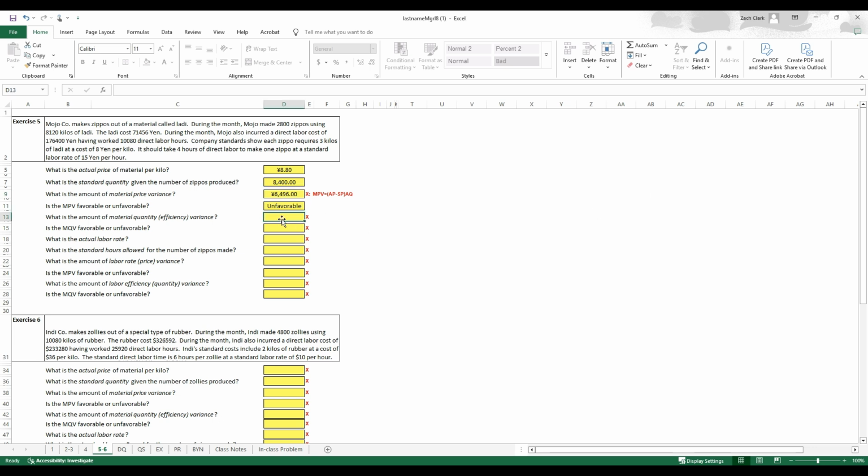Okay, let's come back to that one. What is the amount of material quantity efficiency variance? 2240. No. So interesting. Why is that coming out? I'm just wondering if I have a decimal somewhere that I need to incorporate that is not being incorporated now.